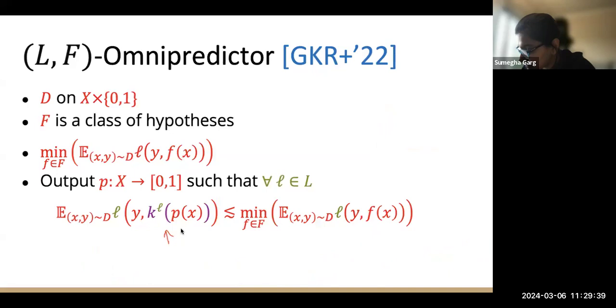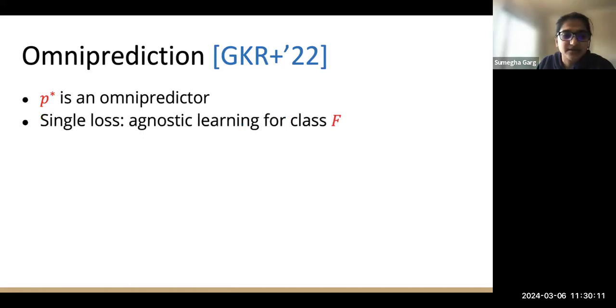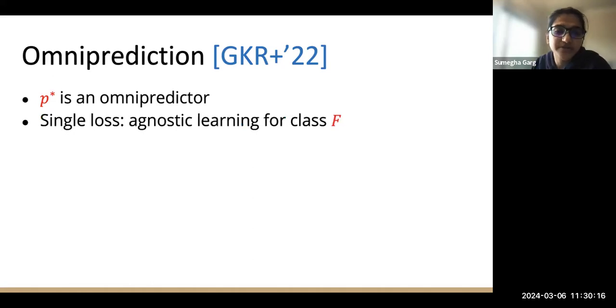So this is the definition for omniprediction, and as we said, it is not that hard to see that p star x, the Bayes optimal predictor, is an omnipredictor, irrespective of the loss function and irrespective of the hypothesis class capital F. So for all hypothesis classes and for all loss function classes, P star is an omnipredictor. But again, it's not efficient to find P star. So can we do omniprediction efficiently?